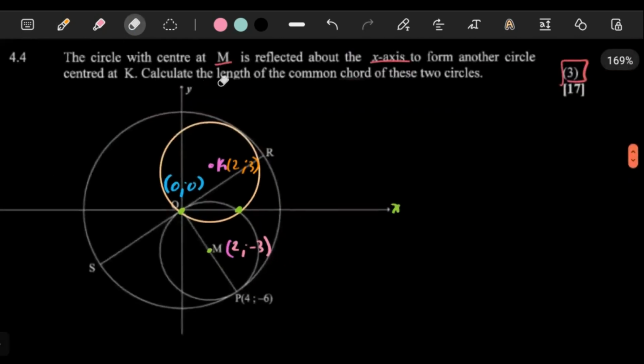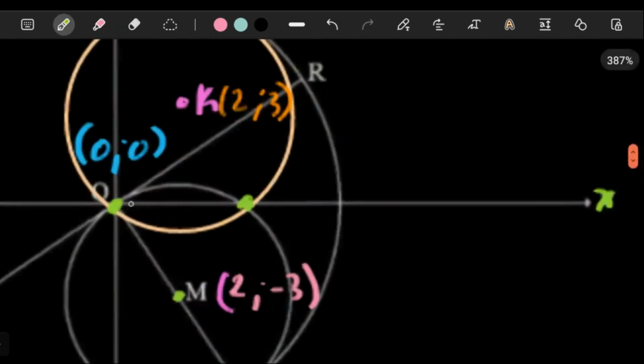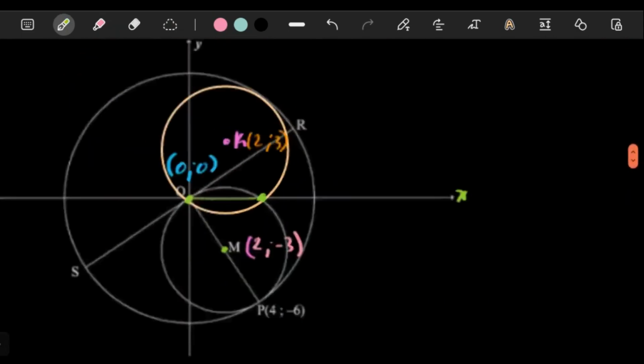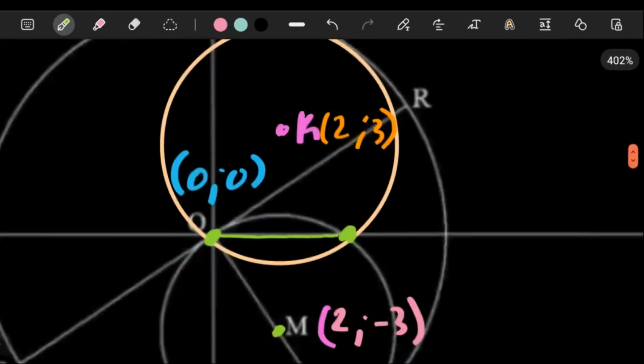It says calculate the length of the common chord of these circles. The common chord is this line here in between our green dots. They're giving us 3 marks. Well, we just have to find this x value here.